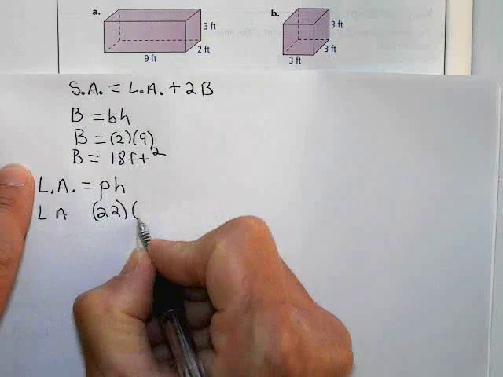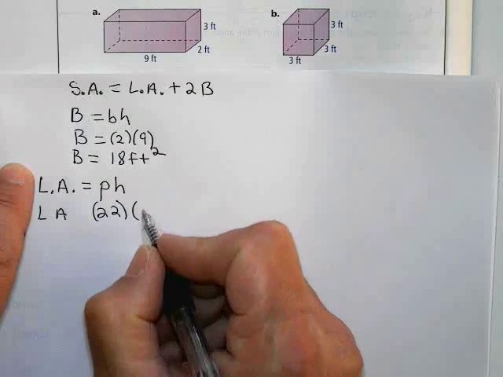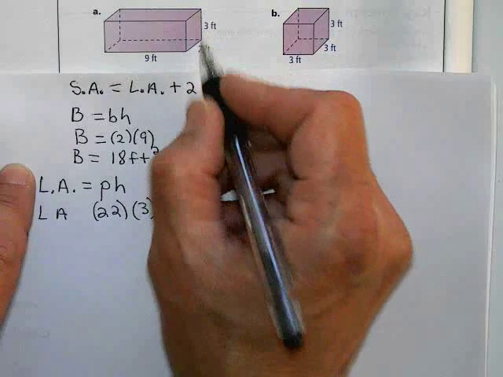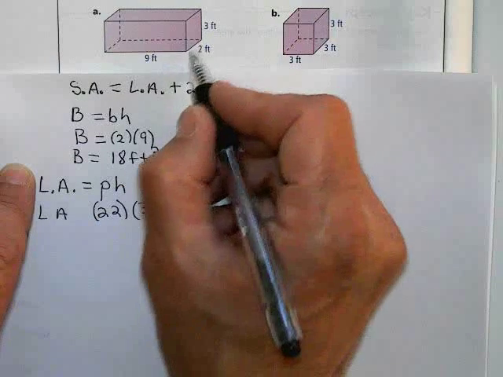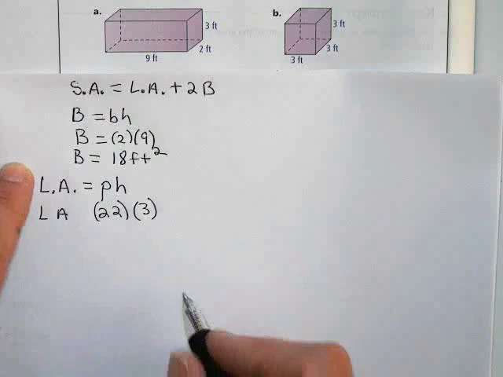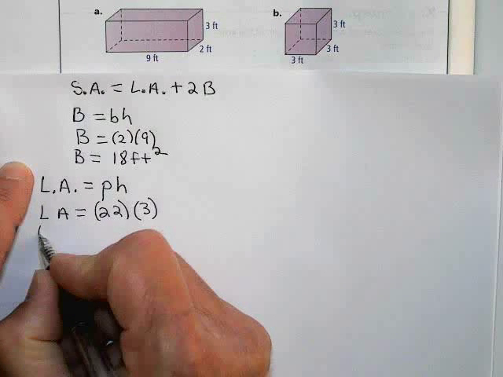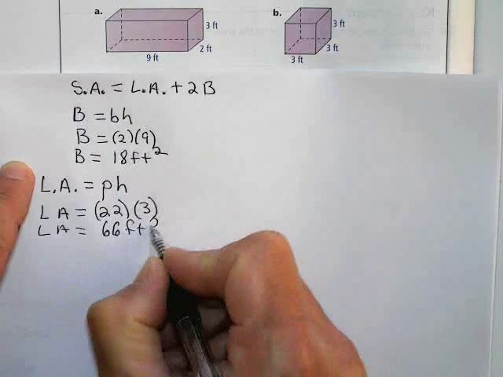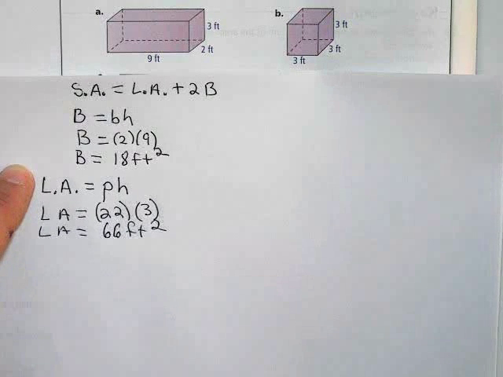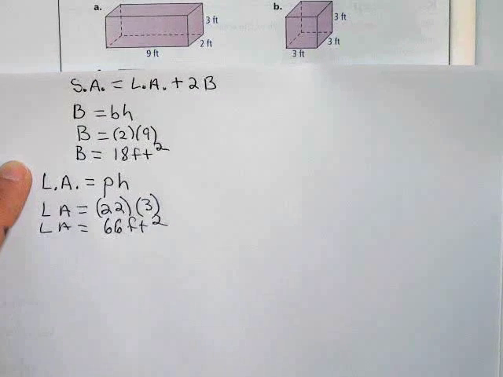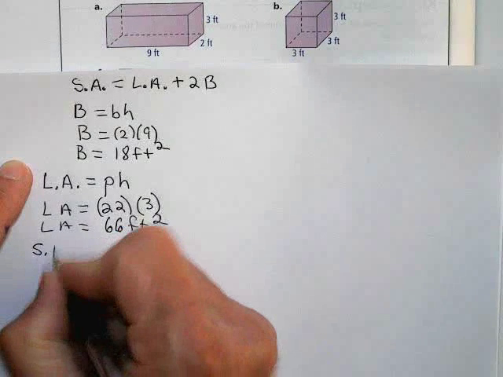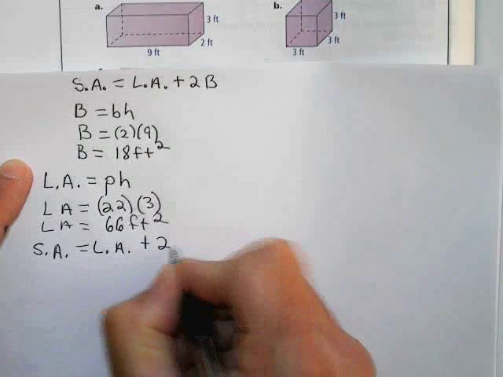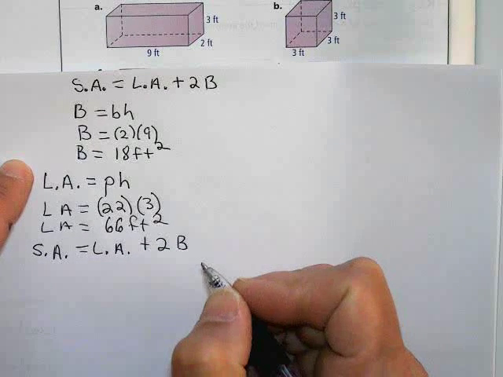And I'm going to multiply it by the height of the shape, which is 3. And just to review, that's this 3, how tall this prism is. This 2 is the height of the face, that is the base. All right, so the lateral area here is going to equal 66 feet squared. And now I just need to add those two things together. As I said, surface area, SA, equals the lateral area added to 2 multiplied by the base. Okay, so here we go.